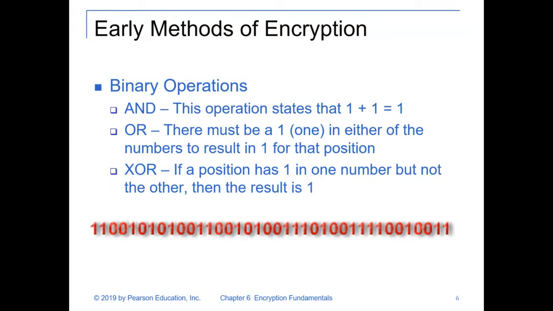The XOR: if a position of 1 is in one number but not the other, then the result is 1. So if you're comparing the binary numbers and you have 1 and 1, the answer would be 0. If you have 1 and 0, the answer would be 1. So these are some early methods of encryption.